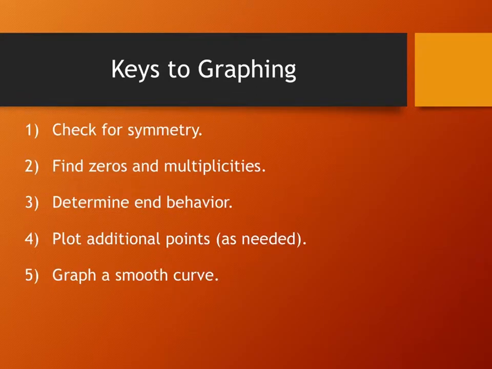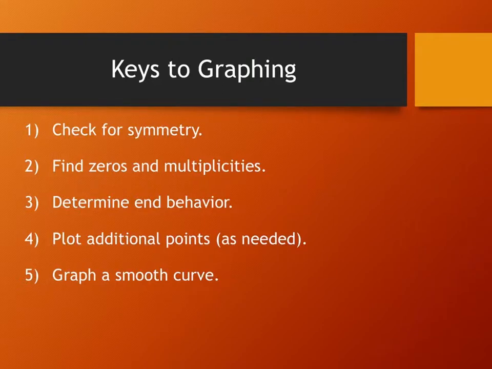There are 5 keys to graphing. The first 3 we have additional slides on, so I'm not going to go into them in detail. The first one is to check for symmetry. We've actually talked about this. We'll talk about it again. The second one is to find zeros and multiplicities. We've talked about that recently, like in the last couple sections even. Determining end behavior, that's the new piece of information that we have not talked about at all yet.